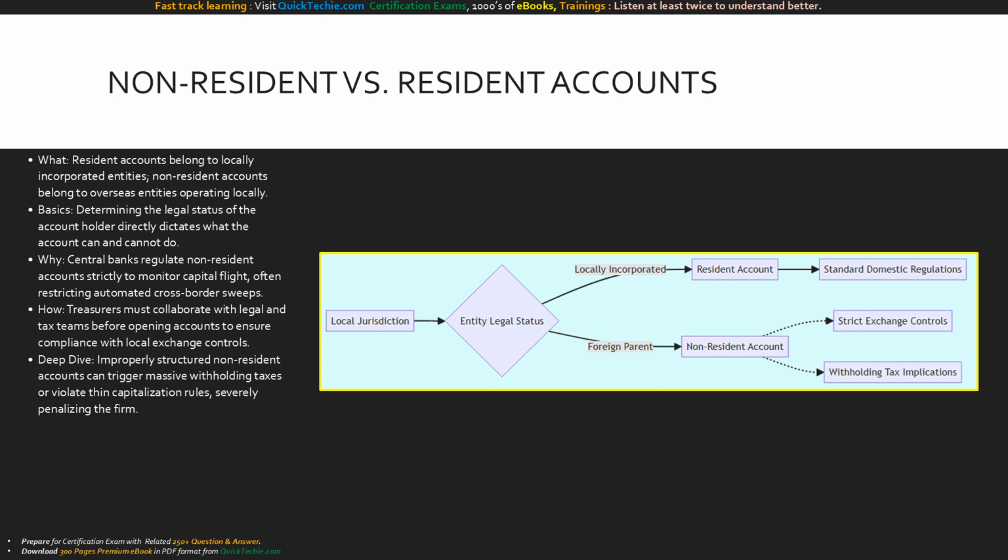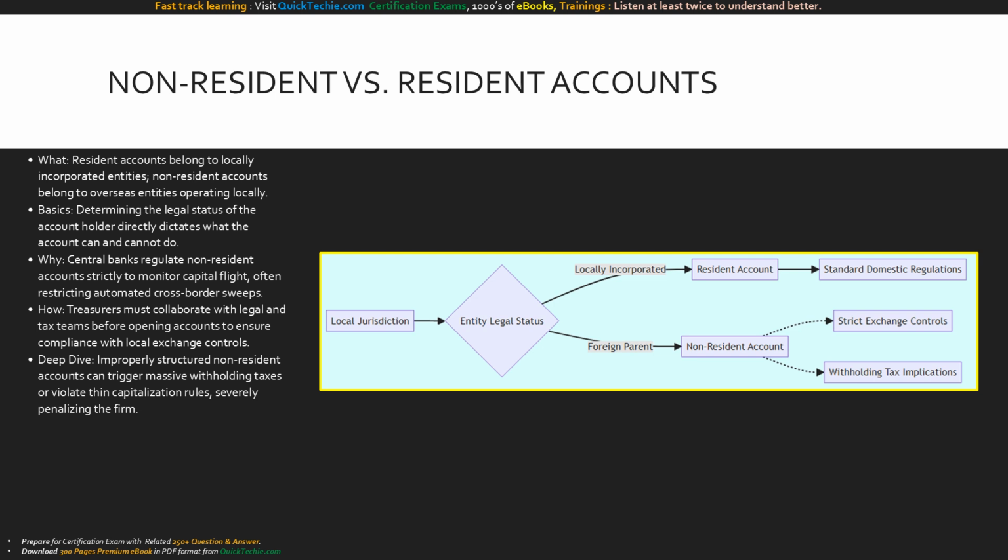Treasurers must map out the tax and regulatory rules before opening an account. For example, you might want to open a non-resident account in India for your UK parent company to collect local funds, but regulations might block automated cross-border sweeps. In our deep dive, ignoring these rules can trigger massive withholding taxes or violate thin capitalization laws. Your architecture must be legally flawless.